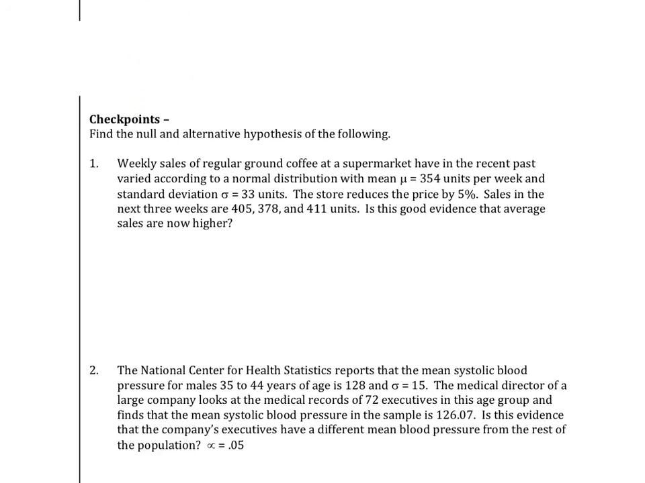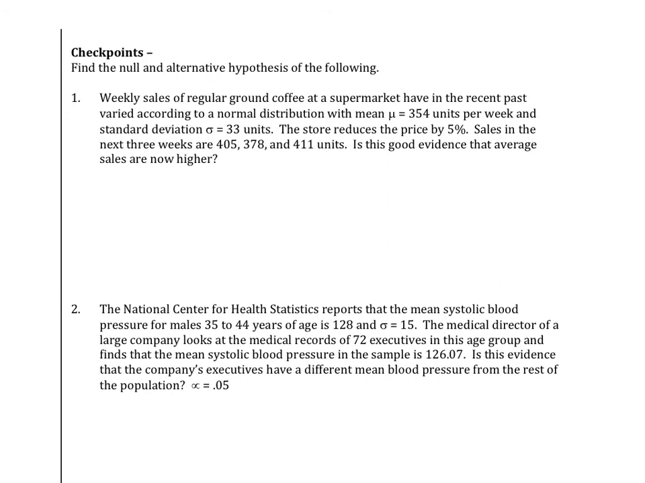Okay, and we got 2 checkpoints. Checkpoint 1, weekly sales of regular ground coffee at a supermarket have in the recent past varied according to a normal distribution with a mean of 354 units per week and a standard deviation of 33 units. The store reduces the price by 5%. Sales in the next 3 weeks are 405, 378, and 411. Is this good evidence that the sales are now higher?